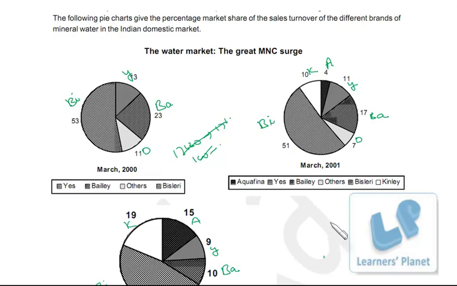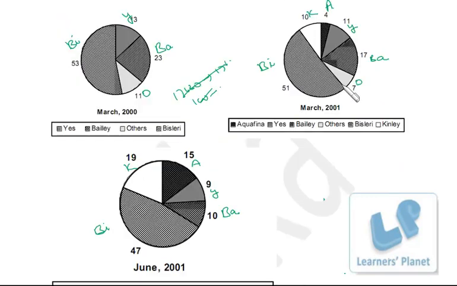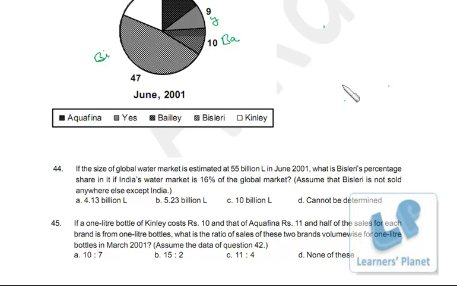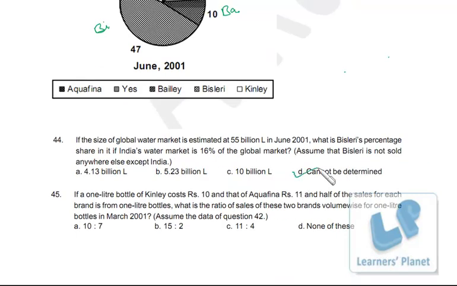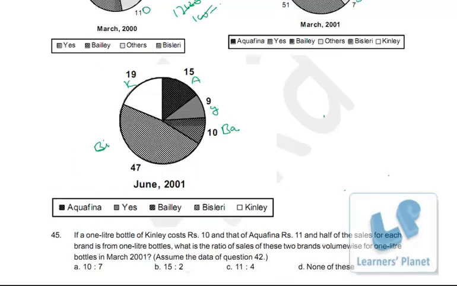See, in this question we have been given the sales turnover of different brands. We have not been given the volume-wise breakup, right? Here, this 55 billion liters is actually volume, and this percentage breakup is of sales revenue. So we cannot find out the Bisleri's percentage share that is asked over here. So again, it cannot be determined.